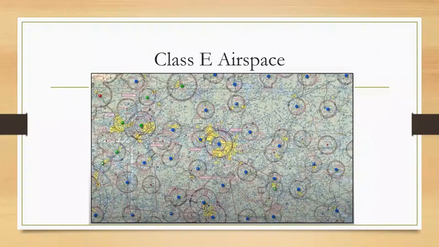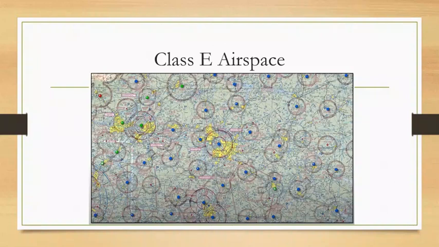So the next thing that we're going to get into is Class E airspace, which is pretty predominant throughout the U.S. What I'm showing right here in this section, which is, I know, really hard to see, but just trust me, is a small section taken from the eastern side of the United States. And so this is what we're going to be looking at with this area.